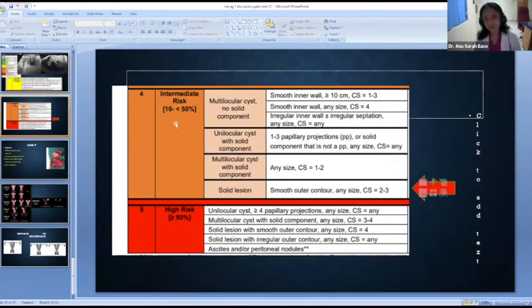This is the ultrasound O-RADS 4 and 5. Our case did not fit into any of this. Okay. So we'll go on to the next case.